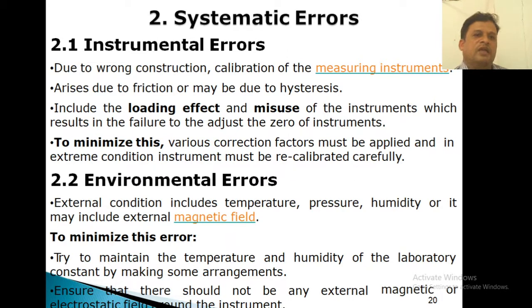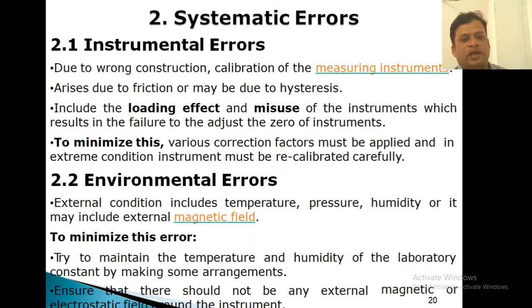So first you set the reading to zero, and to minimize this, various correction factors must be applied, and in extreme conditions the instrument must be recalibrated carefully. Calibration in the sense, you have to check for the errors. If the error is happening there, you have to check the misuse and check whether the instrument is working properly, or check the physical conditions of the instrument and calibrate it carefully to get the readings without any error. Calibration means the process of making the meter read without any error.